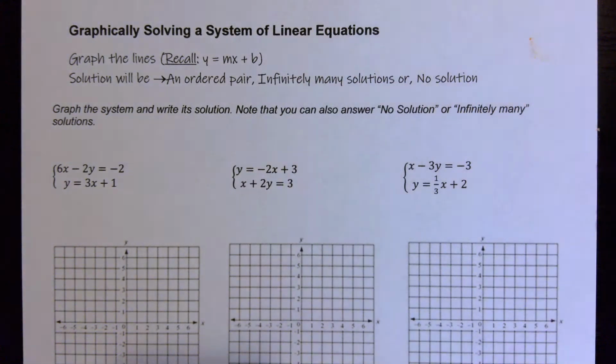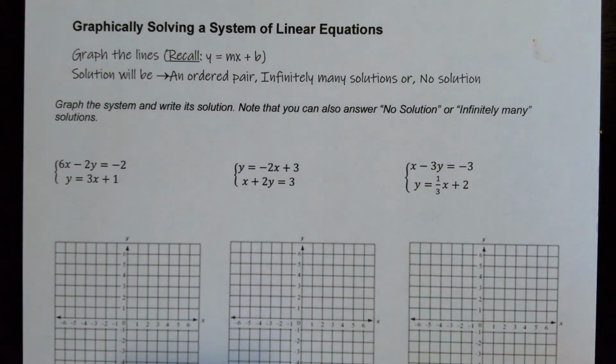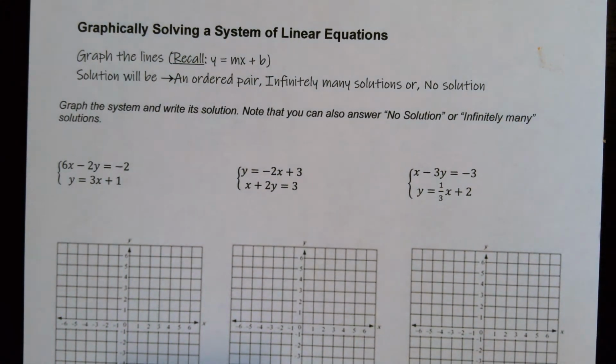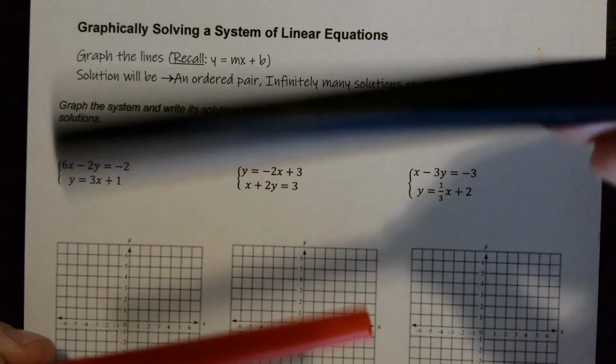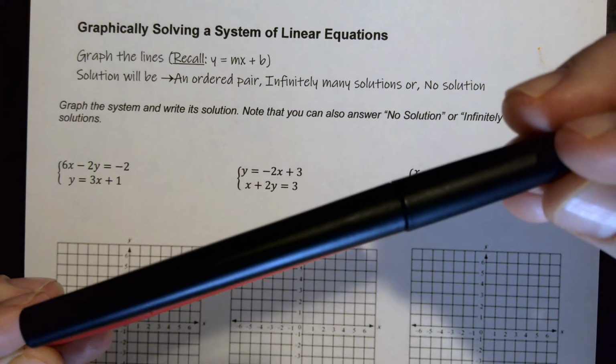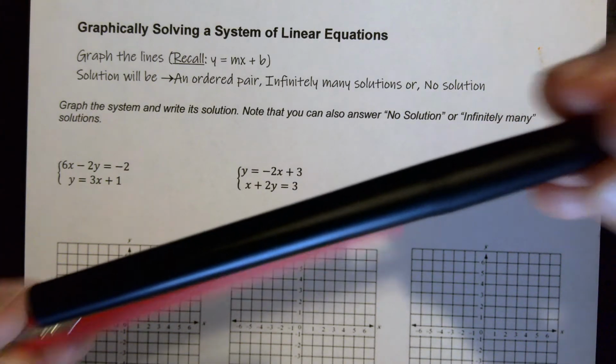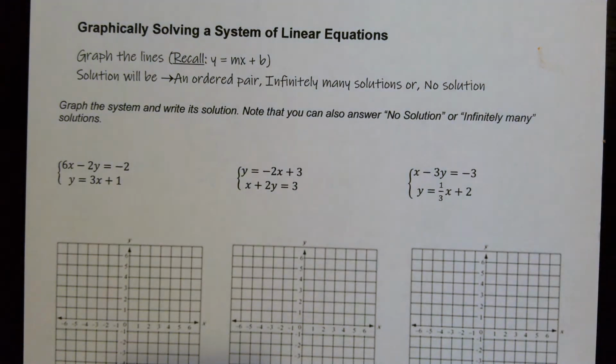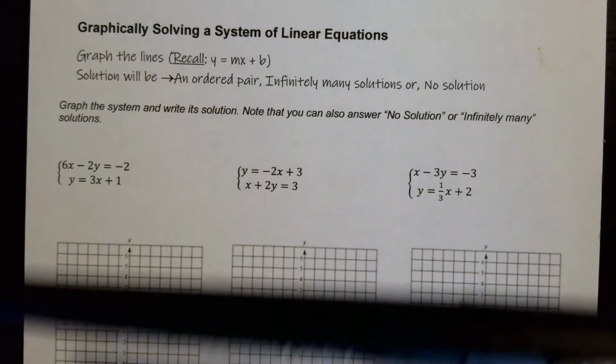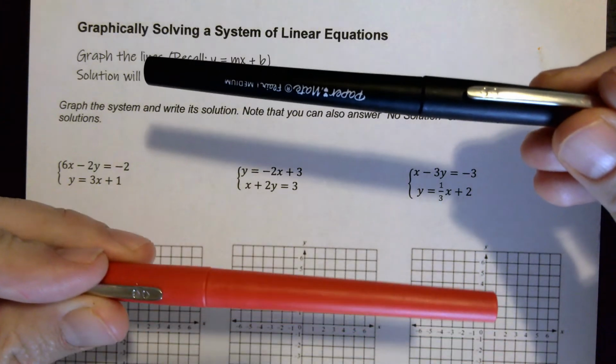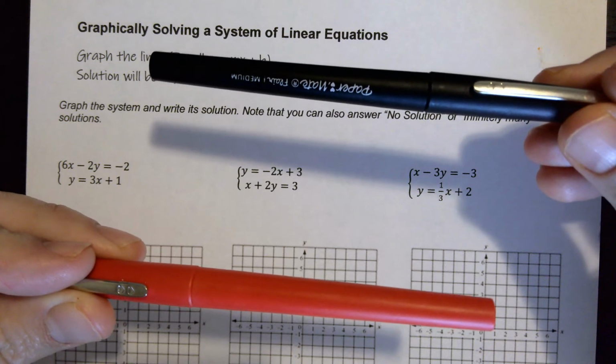Okay, if it's an ordered pair, that means we have two different lines that cross at one place. If it's infinitely many solutions, that means the two lines are the exact same, so they're set on top of one another like this. So everywhere on the line is a solution. And if there is no solution, that means the lines are parallel, so they run right next to each other, but they never actually cross each other.